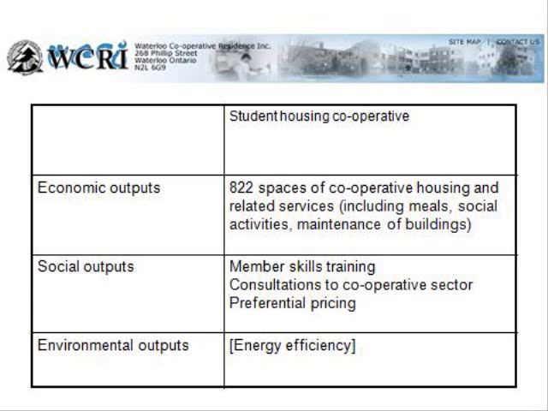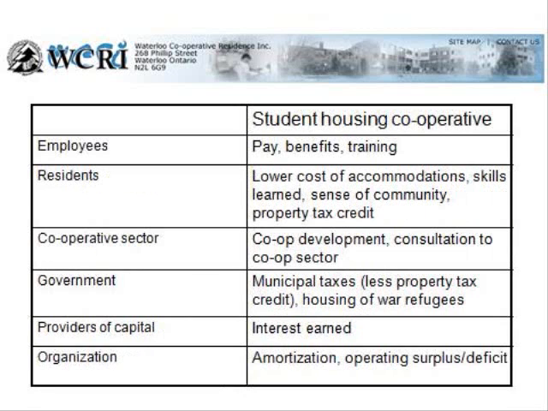But what's also important is to look at how all of those impacts and benefits are then distributed to different stakeholder groups. You can see in terms of the Waterloo Cooperative Residents that the stakeholder groups included employees, residents, the cooperative sector, government, providers of capital, and the organization itself. So we look at how employees receive benefits in terms of their pay, wages, benefits, and training.